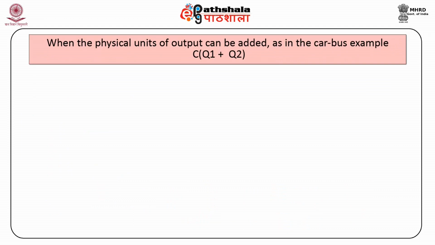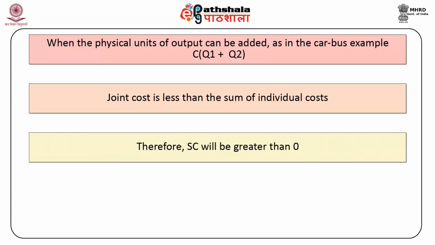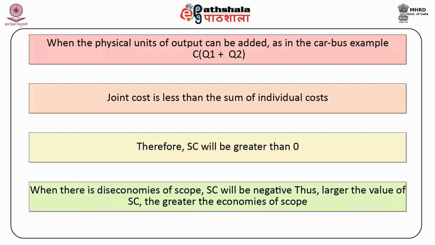When the physical units of output can be added, as in the car-bus example, we can also write C(Q1 plus Q2). Due to economies of scope, the joint cost is less than the sum of individual costs. Therefore, SC will be greater than 0. When there is diseconomies of scope, SC will be negative. Thus, the larger the value of SC, the greater the economies of scope.